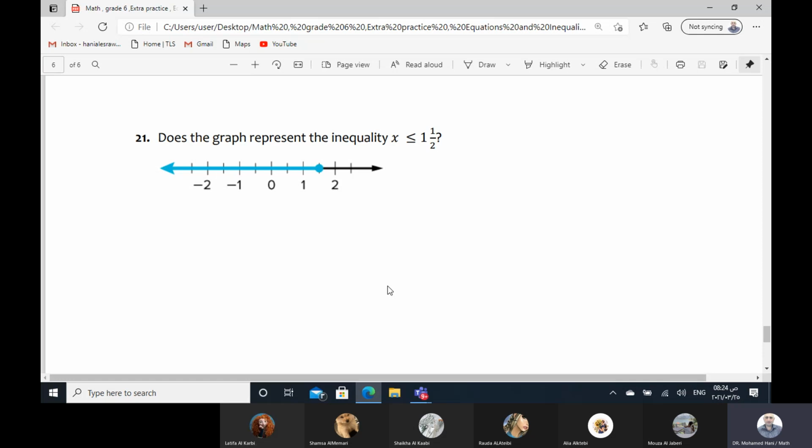Math grade 6. We will continue inshallah our revision for final exam term 2. We will start from the inequalities.